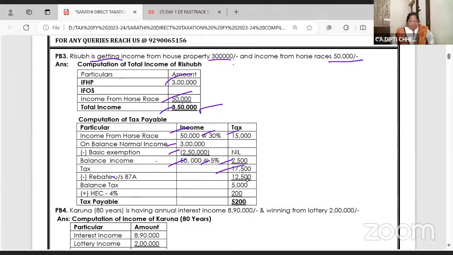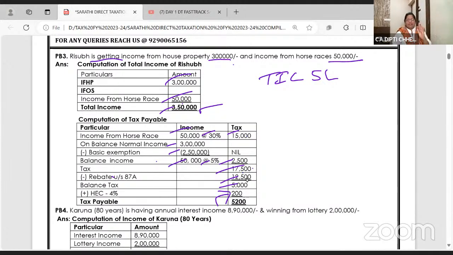Make sure, dear students, please remember and park it for the rebate. The answer is no. You have to know that if your total income is less than 5 lakh, then from the tax, minus the rebate up to how much? 12,500. And on the balance tax, add the health and education cess.